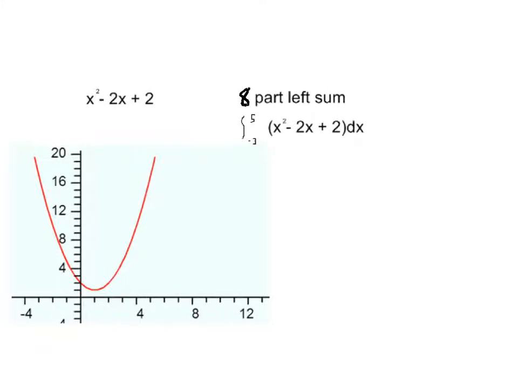Same function now, but this time I want an 8-part left Riemann sum. So with an 8-part Riemann sum from -3 to 5, each rectangle will have a width of 1. Now, on this problem, the left point is going to dictate the height of each rectangle. I'll give you a few minutes to estimate the area under the curve using an 8-part left Riemann sum.